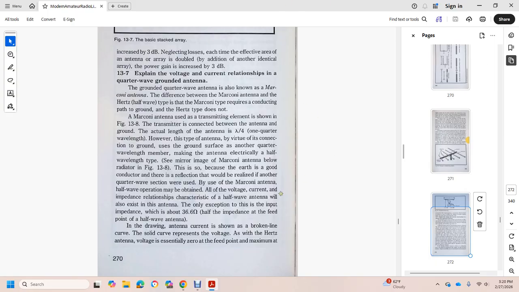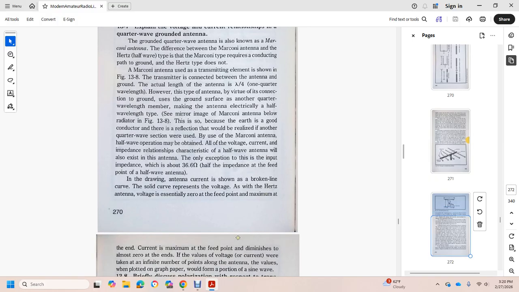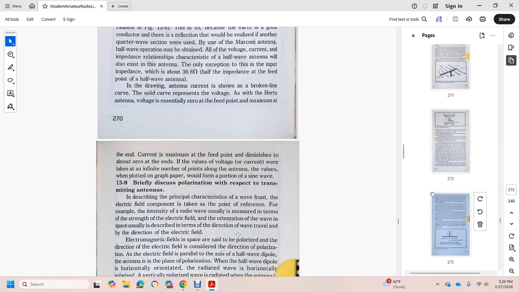when the curve of the solid curve represents the voltage and the current. Antenna voltage is essentially 0 at the feed point and maximum at the end. The current is maximum at the feed point and almost 0 at the end. The value of the voltage and current will take on an infinite number of points for the antenna. The values plotted on graph paper form a portion of a sine wave.